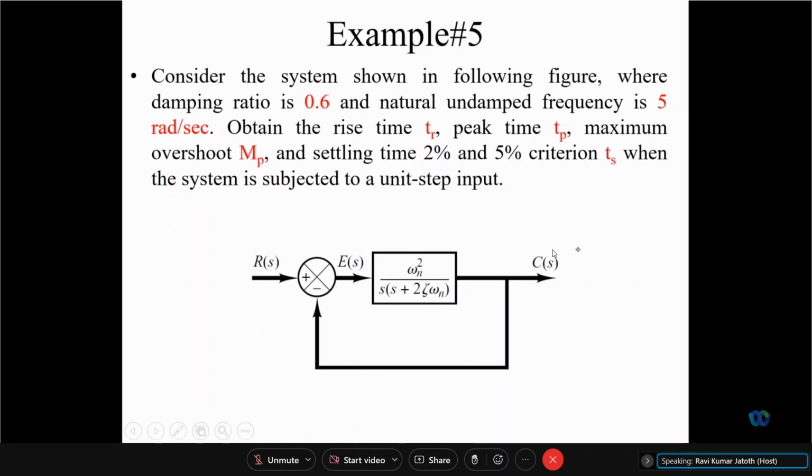So keep in mind, now we have the second order response, right? And we discussed the underdamped response, right?